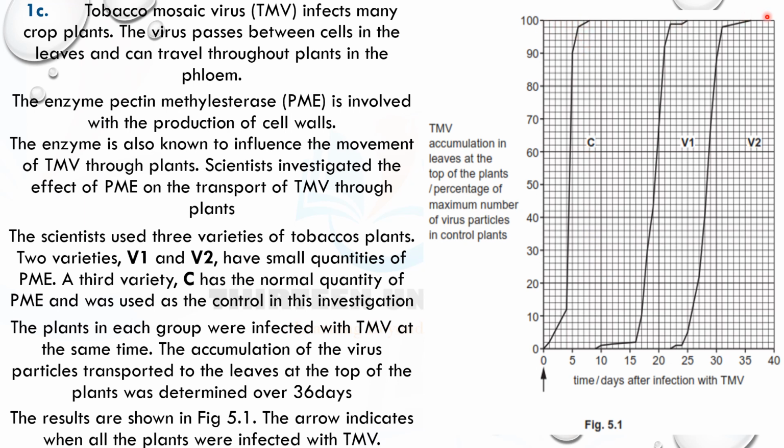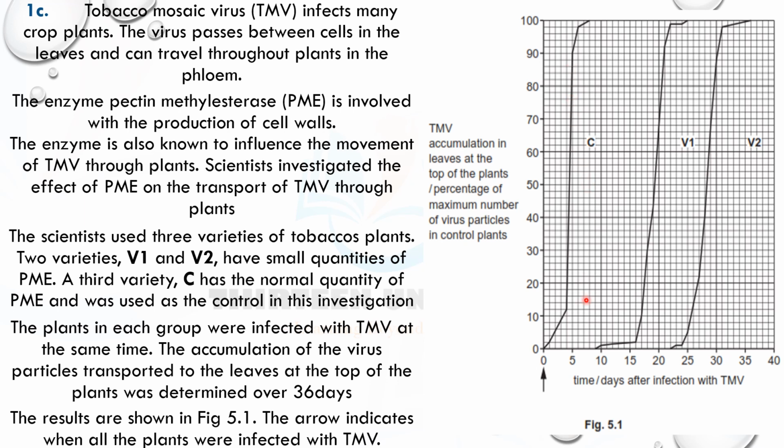They all reached it. Okay, all of them. Now that's number 1 point. If you are comparing, can you see that they all reached, whether it is C or V1 or V2, they all reach 100% maximum accumulation of the virus. So we are comparing, we're saying the similarities first.